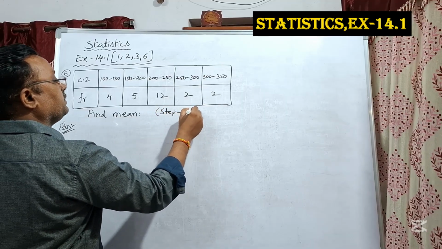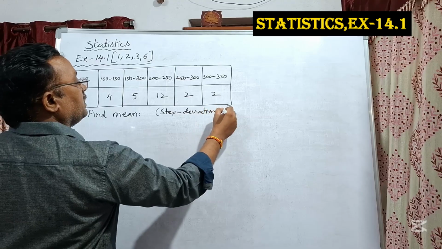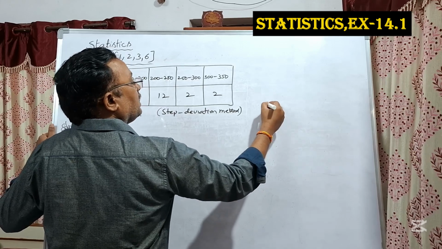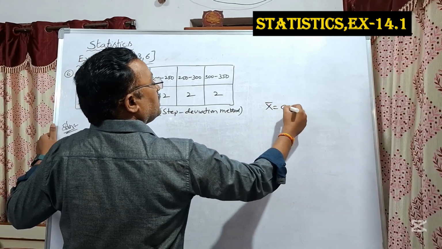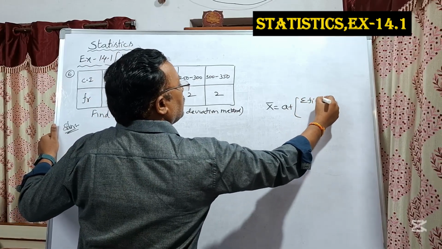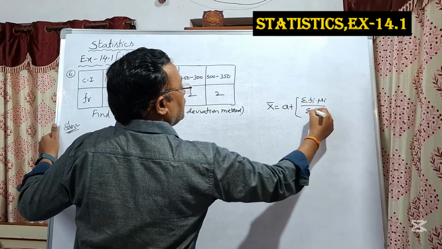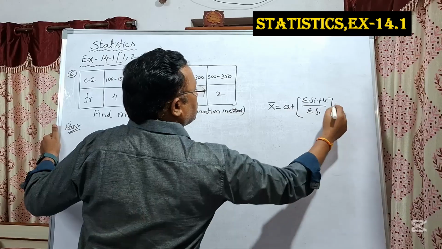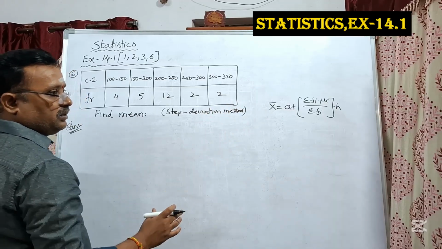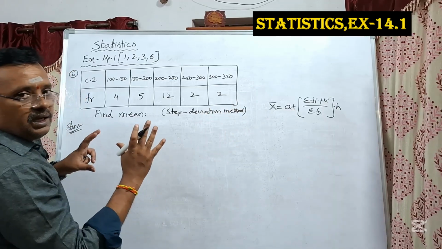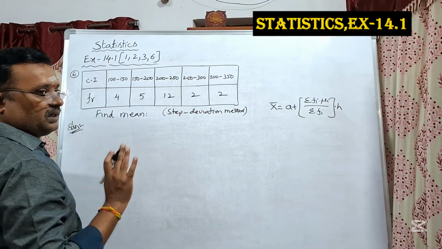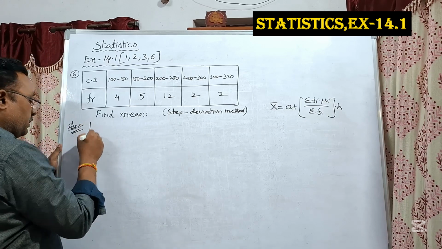For this we are going to apply the step deviation method. What is that? X bar is equal to a plus bracket of sigma fi into ui by sigma fi, into h. So this is the formula. To find all those needed values, we need to prepare a new table using the given data. How to prepare? Let us see. The solution becomes: prepare the new table.